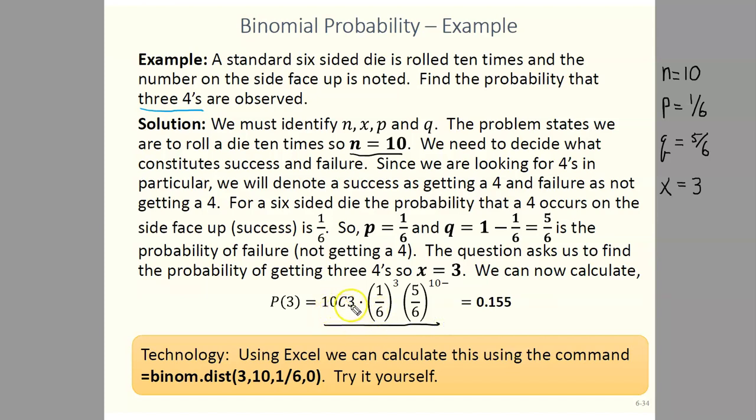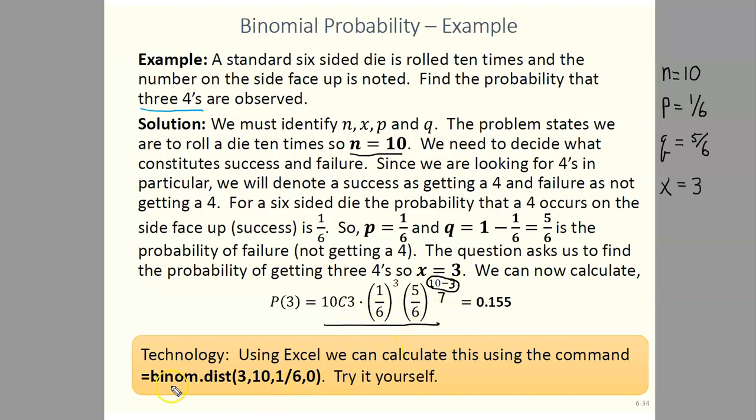nCx, so 10C3. This is p to the x power, 1/6 to the third. And this is q to the 10 minus, and there should be a 3 right here, so this is going to be a 7 in the exponent right here. And that's going to be your answer.